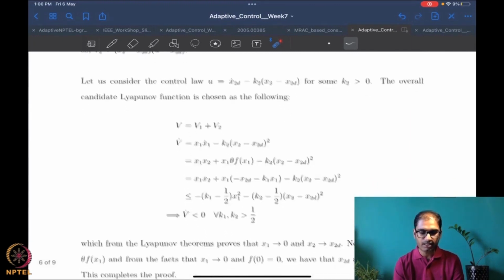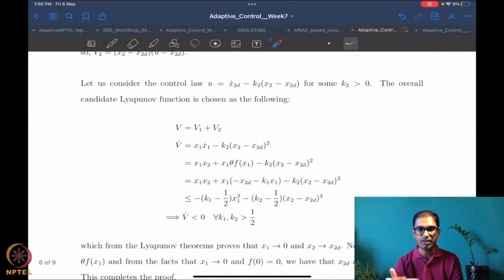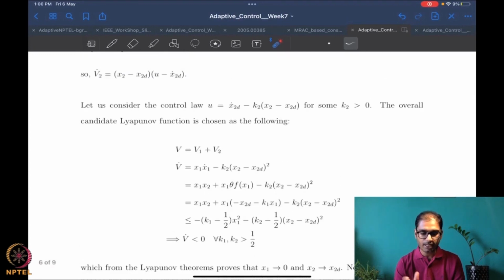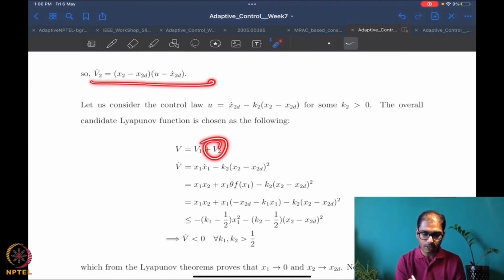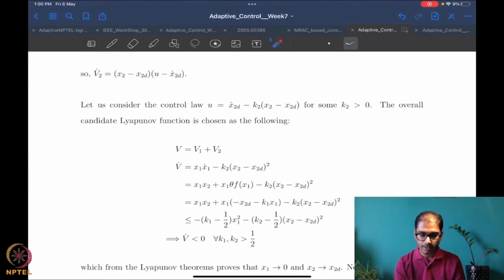Then things are rather straightforward. We'll continue this in the subsequent session, but things are straightforward. We take V as V1 plus V2, and then you compute the derivative. V2 dot is just minus k2 times x2 minus x2 desired, squared, because of this choice. And then x1 dot is x2, and because we've changed the states, we have to write x2 in terms of x2 minus x2 desired. That's what we do, and we will look at this subsequently.